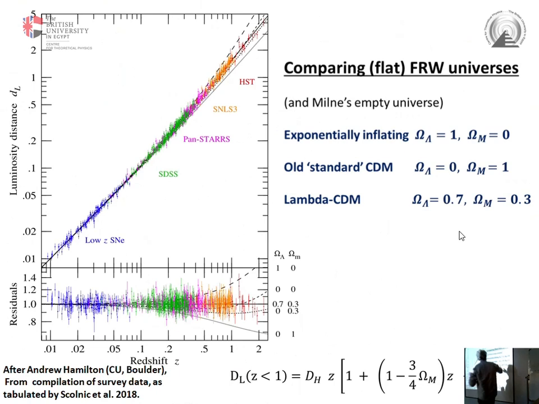And this is what in my days, until 1998 or 2000, was called the standard CDM model, which means no cosmological constant, no exotic acceleration nowadays, and it is a very bad fit, as you can see.